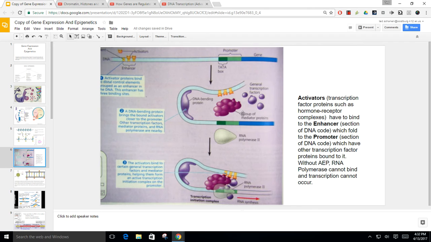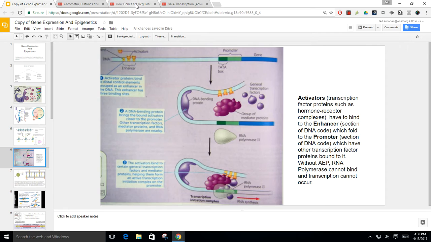At that promoter region, we can get other transcription factors that join up, and then these activators, which again are proteins, and sometimes we often think of them as hormone receptor complexes, when they bind to the enhancer region. So when we talk about the regions, we're talking about the DNA code. This now can bend, and when all of this comes together, we then get RNA polymerase to actually begin at AUG for making the messenger RNA.